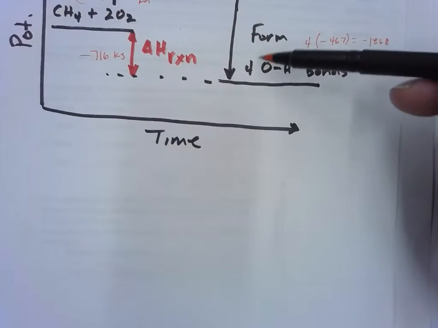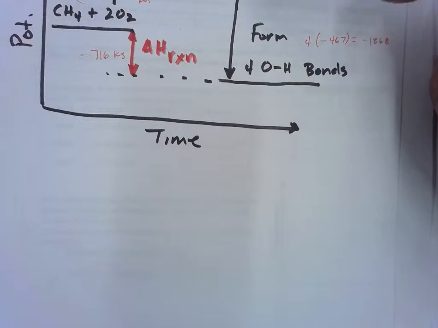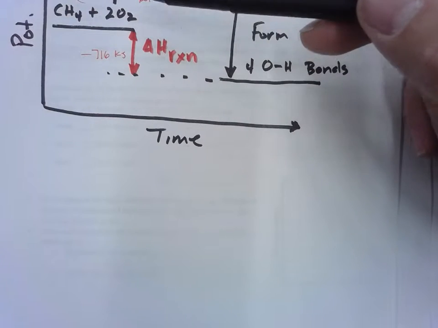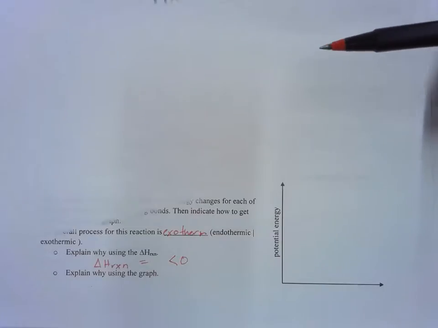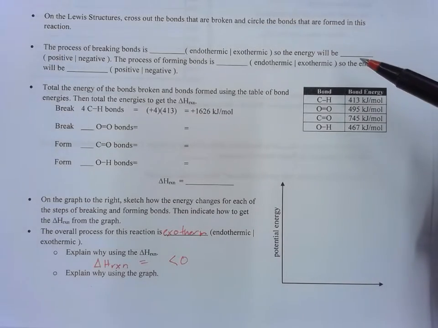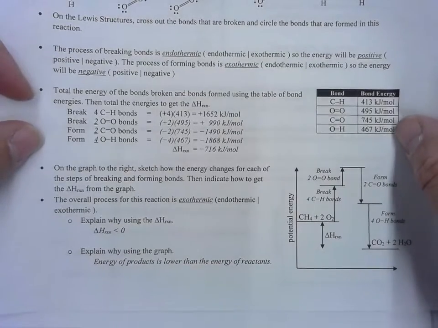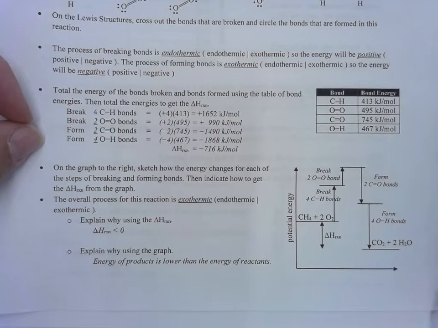Okay, let's look at the graph one more time. The amount of energy needed to form these bonds is greater than the amount of energy needed to break the bonds. So that results in a negative delta H. So what we can say is this: energy of the products is lower than the energy of the reactants.